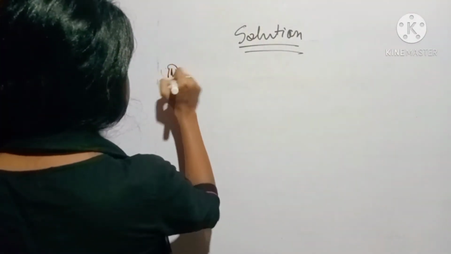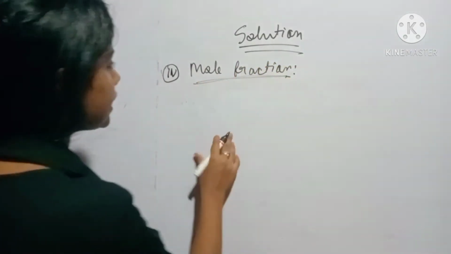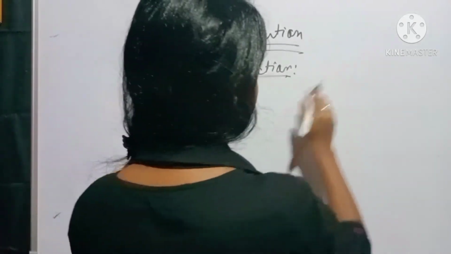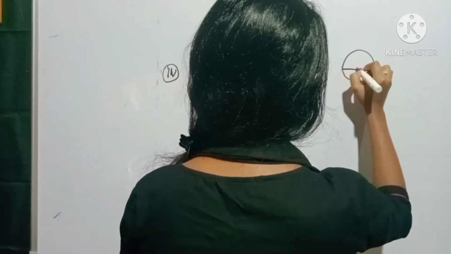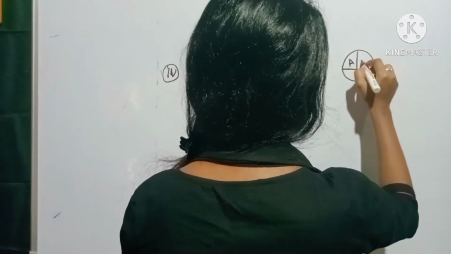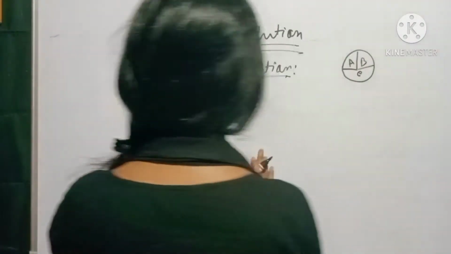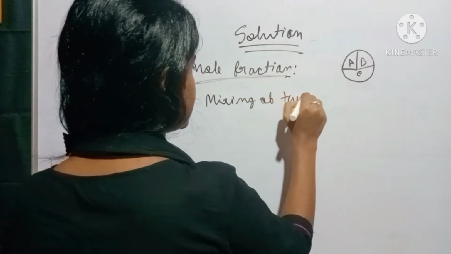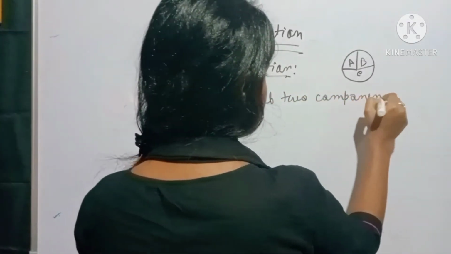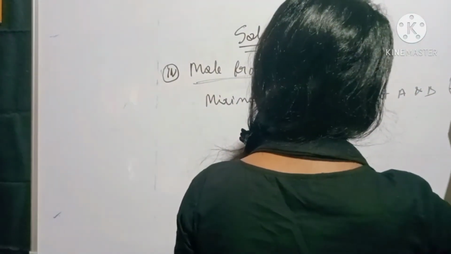And okay, the fourth one is mole fraction. From fraction we should think like this: if here we have three things, A has this much of fraction, B has this much of fraction, C has this much of fraction, something like that. Mostly in class 12 we only learn about mixing of two components, A and B. So in a whole component there's some fraction of A and some fraction of B.